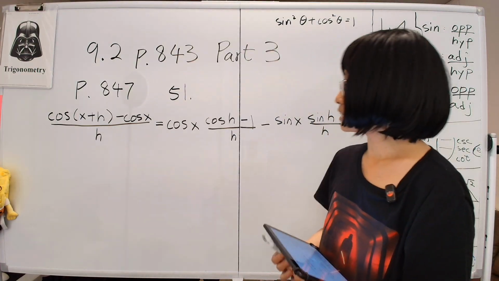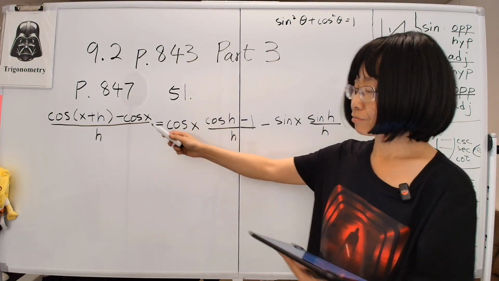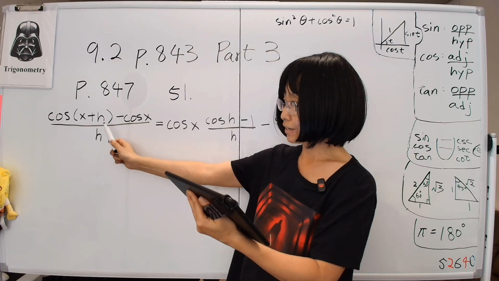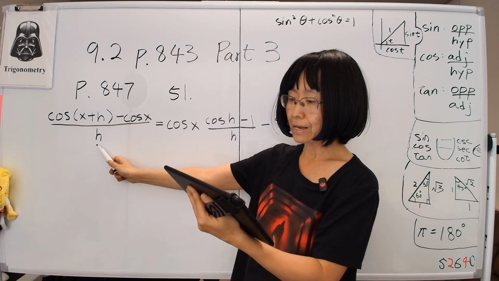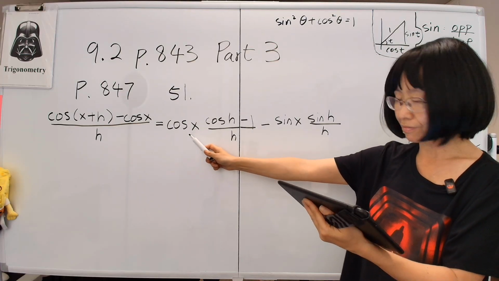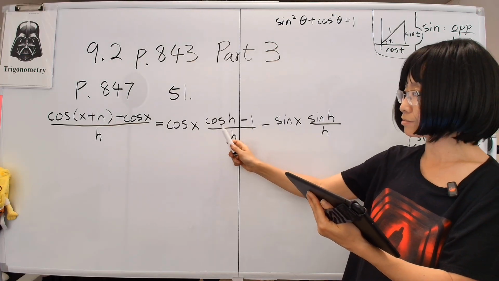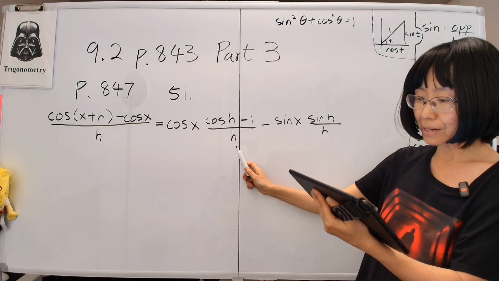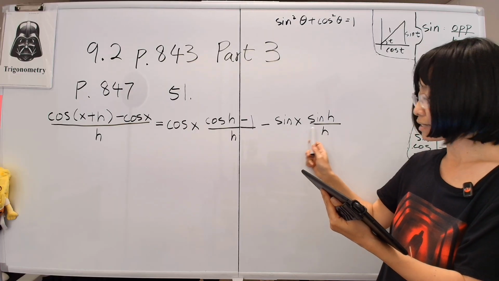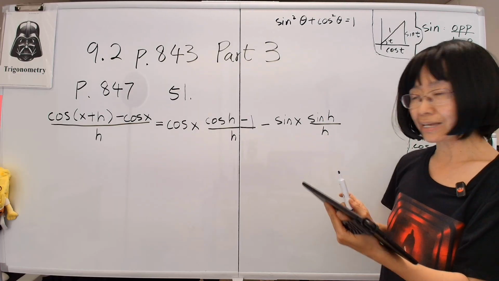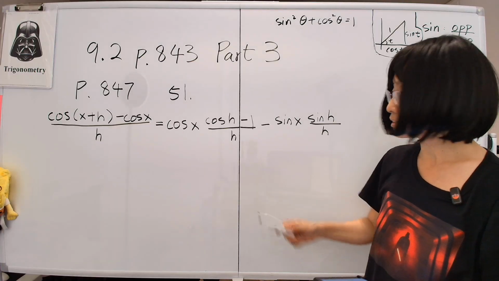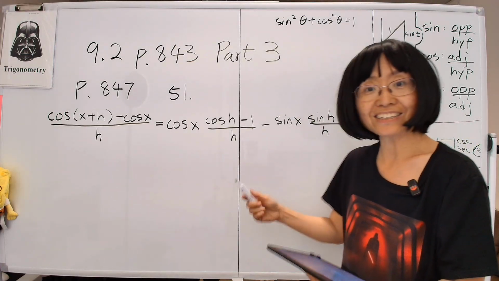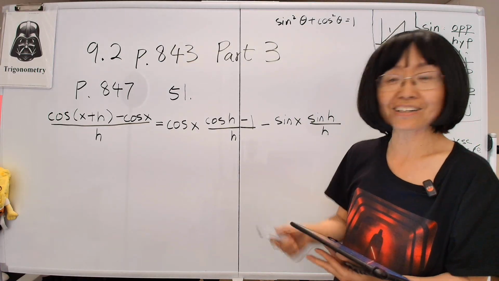Okay, so next let's do problem 51, where we're supposed to prove cosine of x plus h minus cosine x divided by h will be equal to this stuff right here, cosine x times cosine h minus 1 divided by h, and then minus sine x, and then sine h divided by h. You might wonder why we have h here. It's just the book wants to call it h, so we'll call it h. Doesn't matter what you call it, okay?